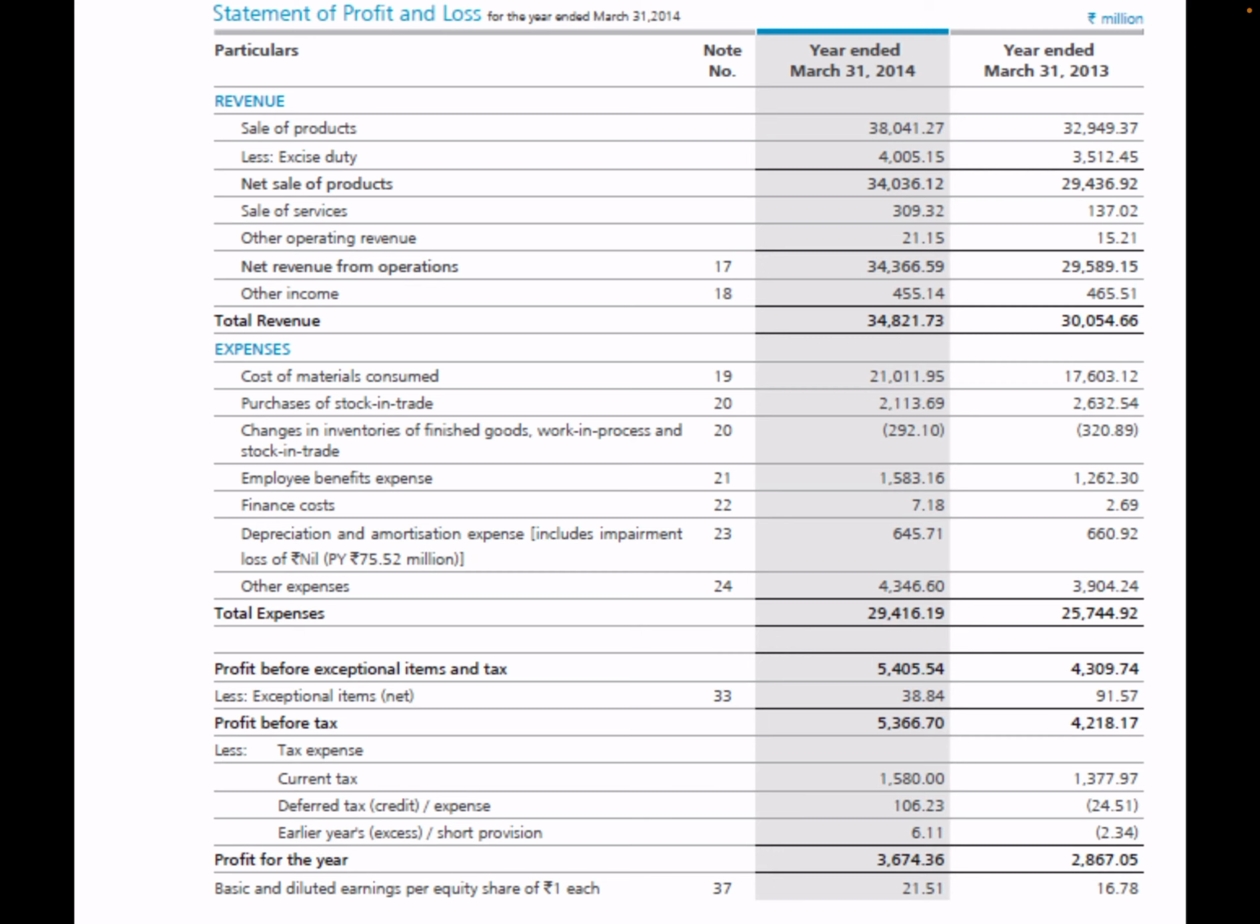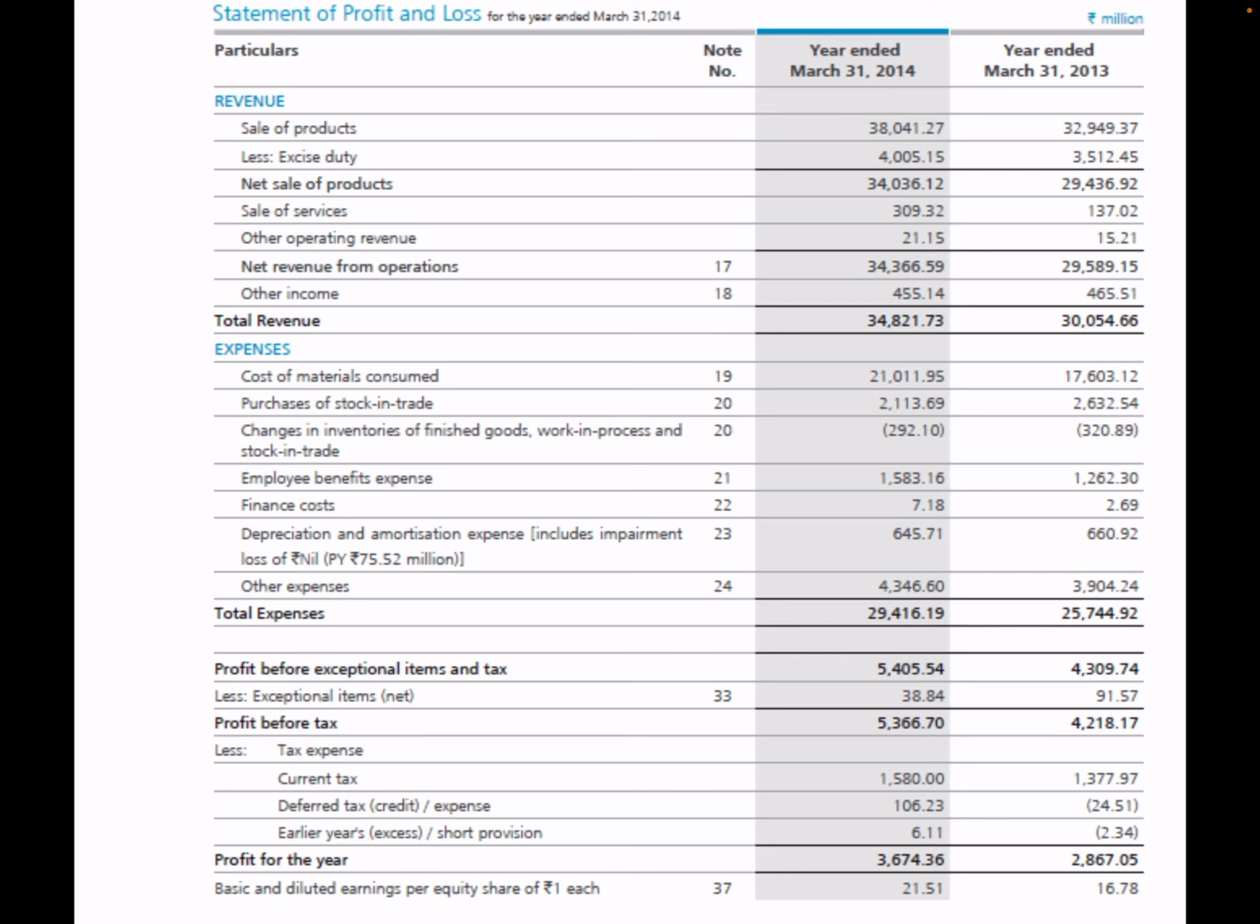Finally, the revenue from sales of product plus sales of services plus other operating revenue sums to give the company's total operating revenue. This is reported at rupees 3436 crore for the year 2014 and 2959 crores for the year 2013. Interestingly, there is a note numbered 17 associated with net revenue from operations. This will help us inspect this further.